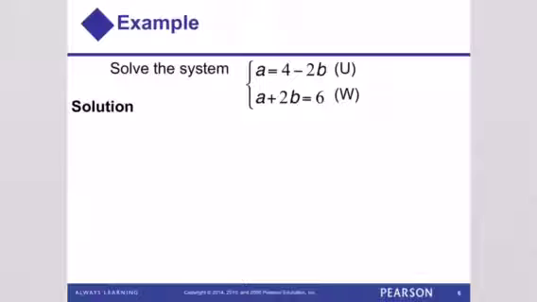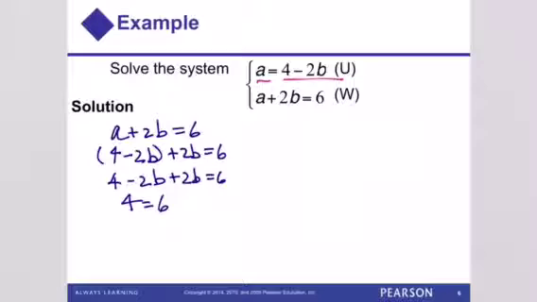Okay, last example here. So we're going to solve this system that consists of equation U and equation W. I'm going to use substitution for this because I see that A is already equal to something. Okay, so when I solve this, I substituted 4 minus 2b in for A because they're the same thing according to the first equation U right here. I solved it and I got 4 equals 6. Alright, well, 4 does not equal 6. So this tells us that there's no solution.